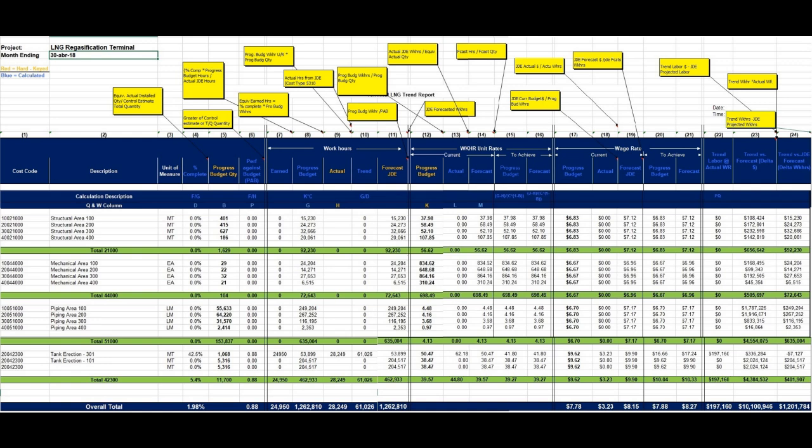Column 22. Trend labor at actual WR, wage rate. This is the product of trend work hours multiplied by the wage rate actual. Column 23. Trend versus FCST, delta dollar. This is a report calculation, wage rate forecast multiplied by the work hour forecast hours, minus trend labor at actual WR. Column 24. Trend versus FCST, delta WKHRS. This is a report calculation, work hour forecast work hours minus trend work hours.